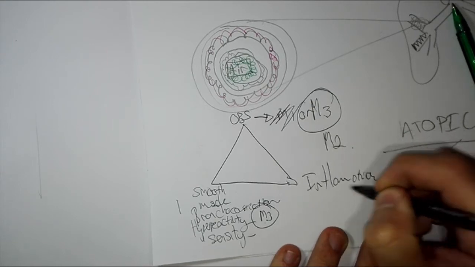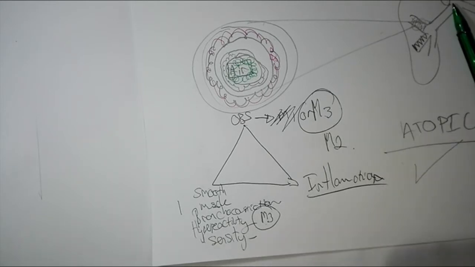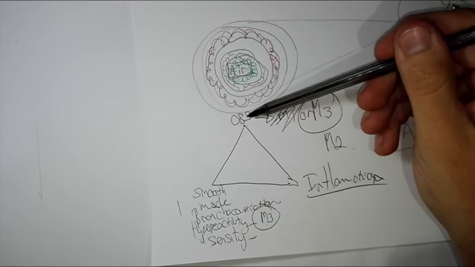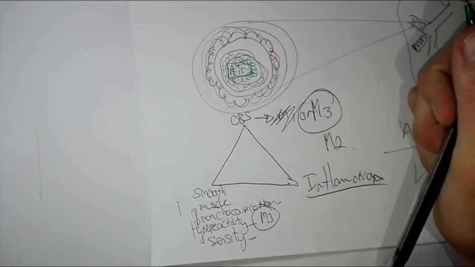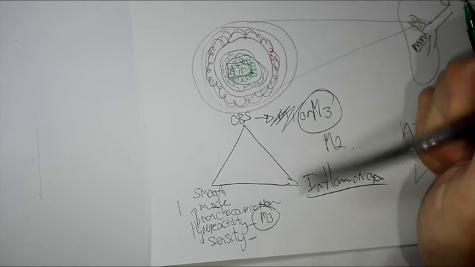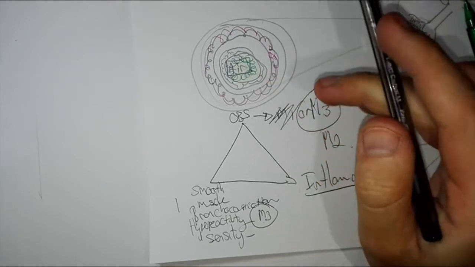So if I'm referring to the pathology or pathogenesis of asthma, I would at least expect you guys to understand the triad over here, at least to know about it. But I would ideally want all of you to know all of the pathology. So let's go into some pathology.